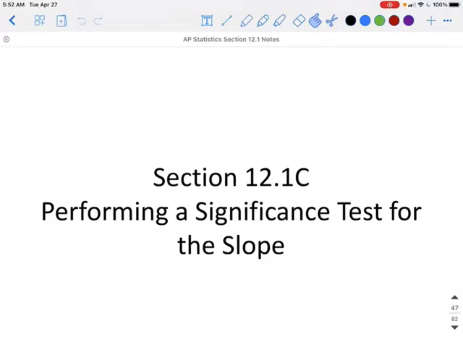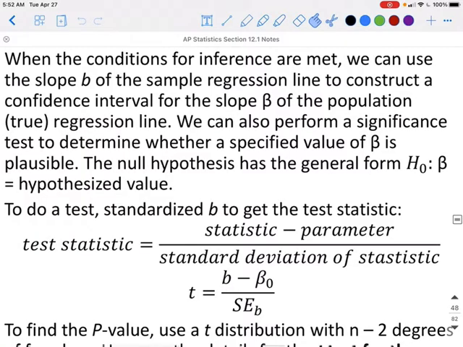This is section 12.1, part C, performing a significance test for the slope. When the conditions for inference are met, we can use the slope b of the sample regression line to construct a confidence interval for the slope beta of the population regression line. We can also perform a significance test to determine whether a specified value of beta is plausible.